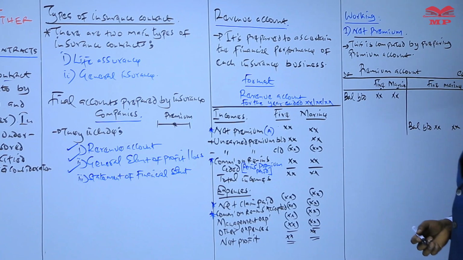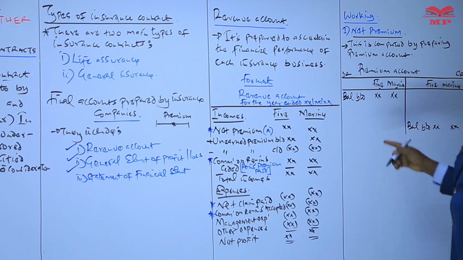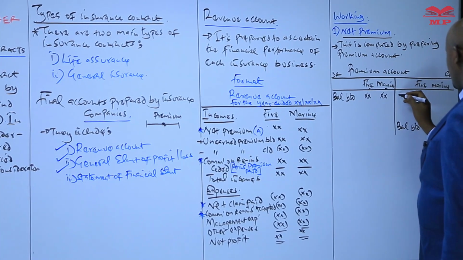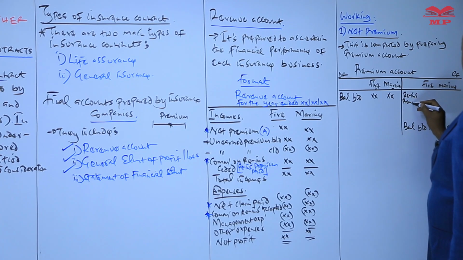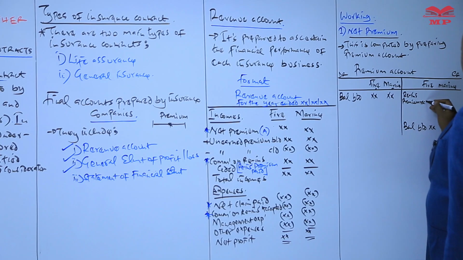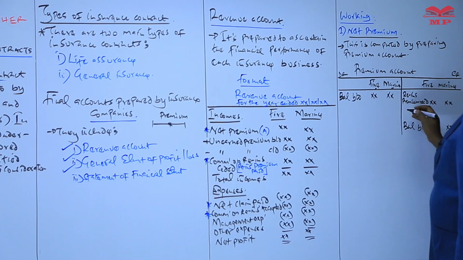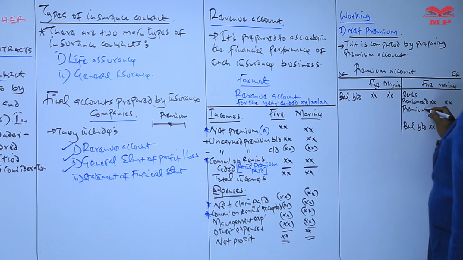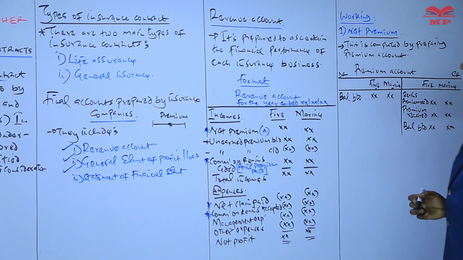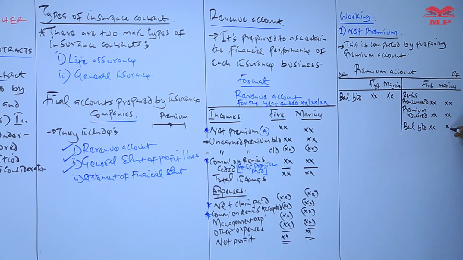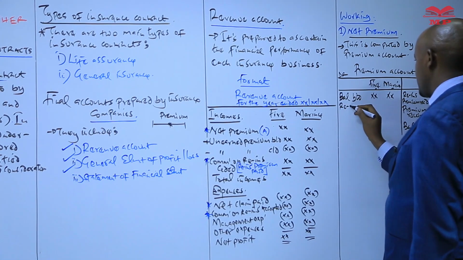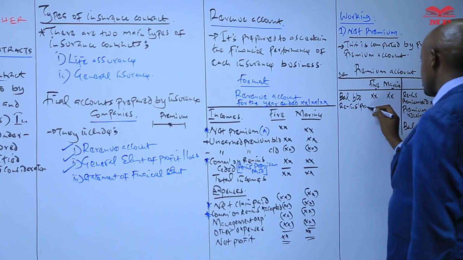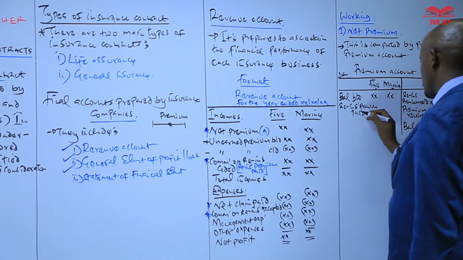The other item which we also record in this particular account are the reinsurance premiums received, and also the other premiums. Premiums which were received from the clients, from the agents, from the brokers, and so on, we record them on that side. And then on this side, what we record is the reinsurance premium paid.